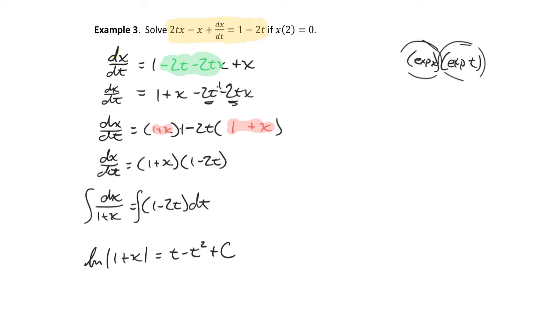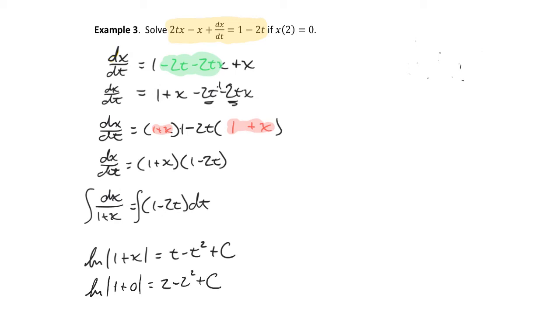We want to find out what that constant is. So we'll put 2 in for t and 0 in for x. Okay, so on the left side, we'll have the natural log of the absolute value of 1 plus 0 equals, x is 0 and t is 2, isn't it? 2 minus 2 squared plus c. And the natural log of 1 equals 0. So the left side is 0, the right side is negative 2. If we add 2 to both sides, we get 2 equals c. So I end up with the equation natural log of the absolute value of 1 plus x equals, I don't know why, but I want to put the 2 first, 2 plus t minus t squared.